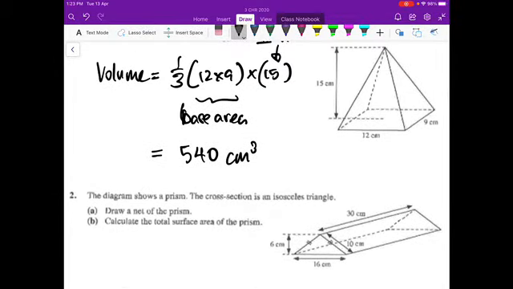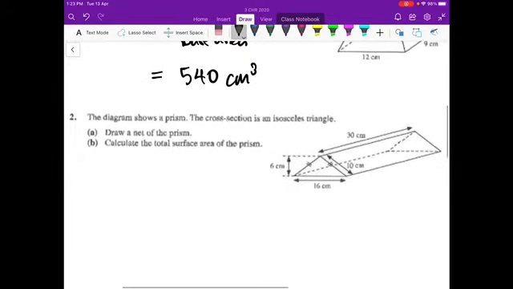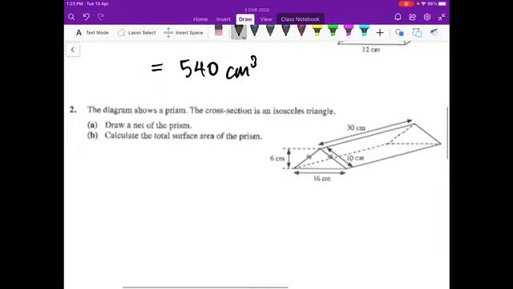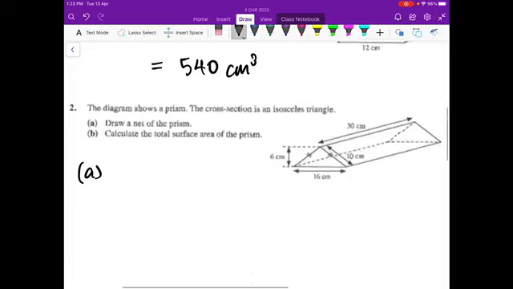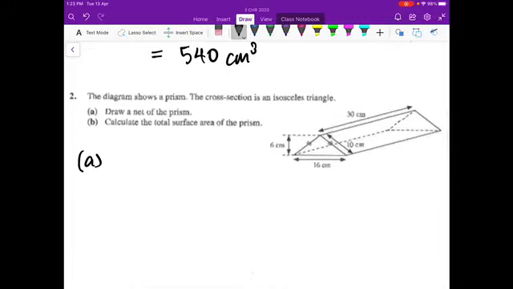Question 2, prism. Cross section is an isosceles triangle. So the volume of prism, this is not given to you in your formula list. Oh wait, part A is to draw a net. Net means to open it up. What will you see? Use pencil, open it up. You will see one rectangle, one triangle.